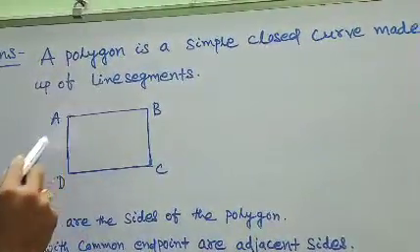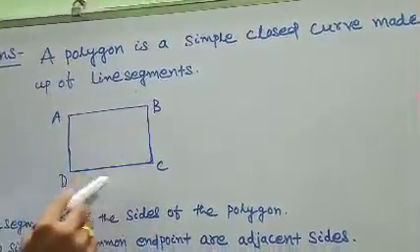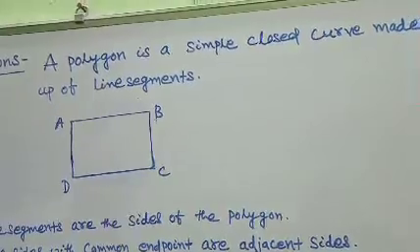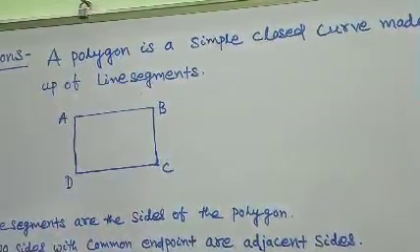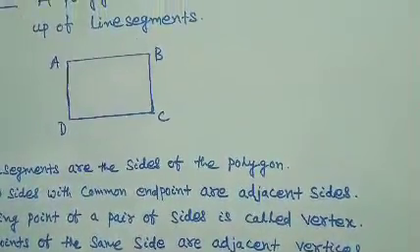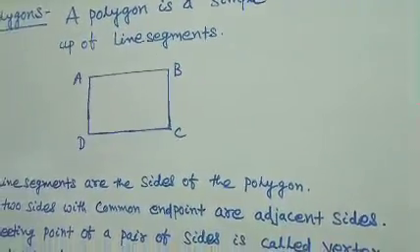Okay, look here. Here is a figure of a polygon ABCD, and all the sides are closed. Okay, and all its sides are made up of line segments. This type of figure is called polygon. Okay, there are various parts in a polygon.